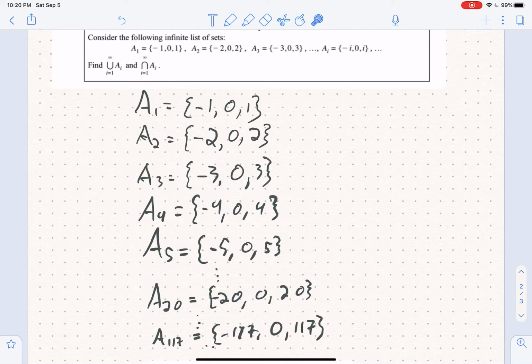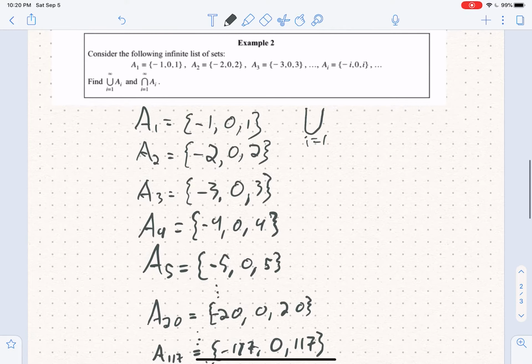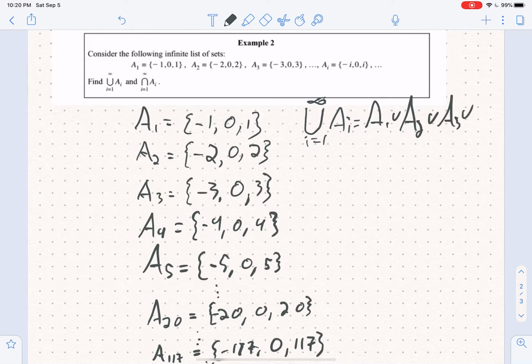Okay. So let's go ahead and talk about the union of these and then the intersection. For the union of these sets, we're going to say I equal 1, and then up to, well, we want to go all the way up to infinity. So the union from I equal 1 to infinity of AI. And what does that mean? Well, it just means that we do A1 union A2 union A3 union A4 union ... and those unions just continue on forever.